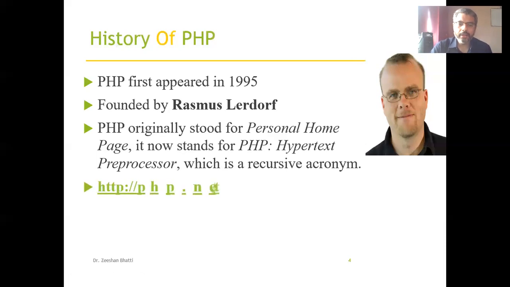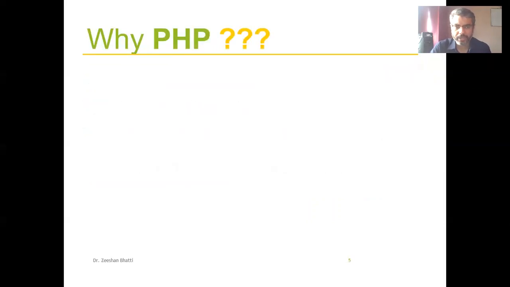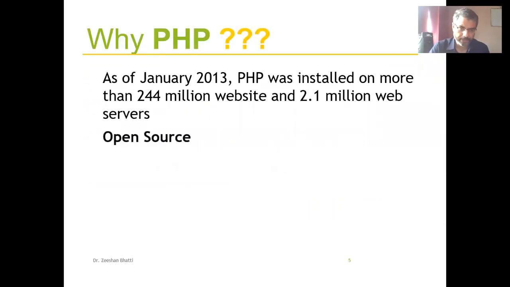Further details of PHP can be found at php.net. You can go onto this website and download PHP and other resources as well. Why PHP? As of January 2013, PHP was installed on more than 244 million websites. Imagine it. Currently, it's more than 300 million. In fact, at the current moment, the data is obviously quite old. But back then, 244 million websites were using PHP, and 2.1 million web servers. The servers individually were also using PHP.